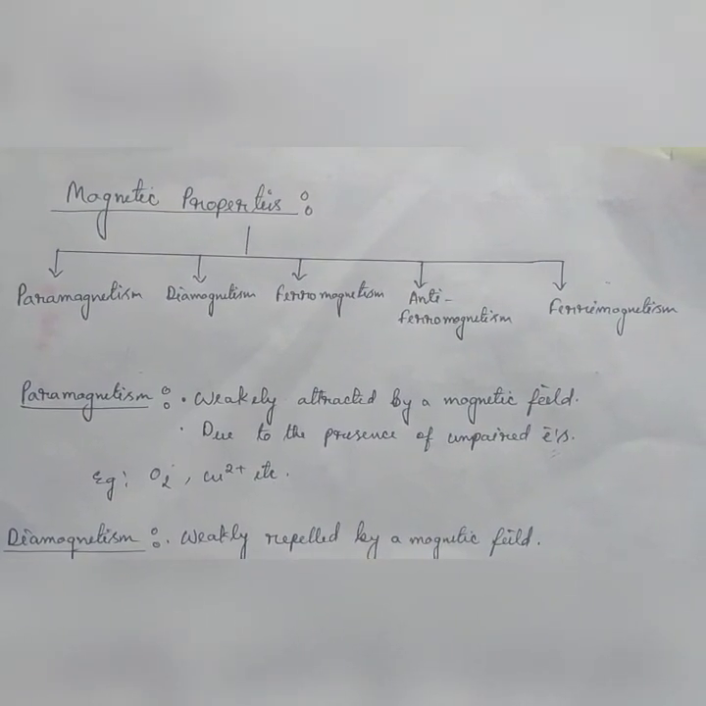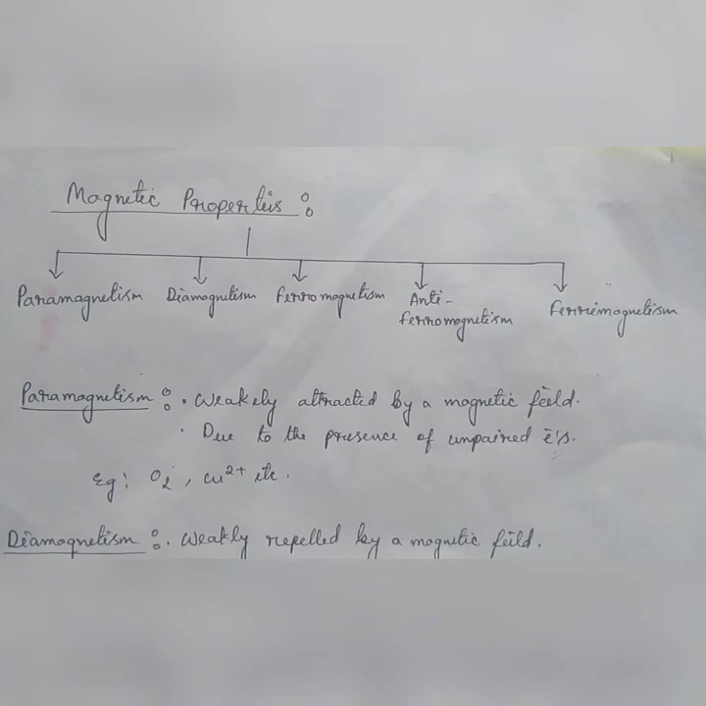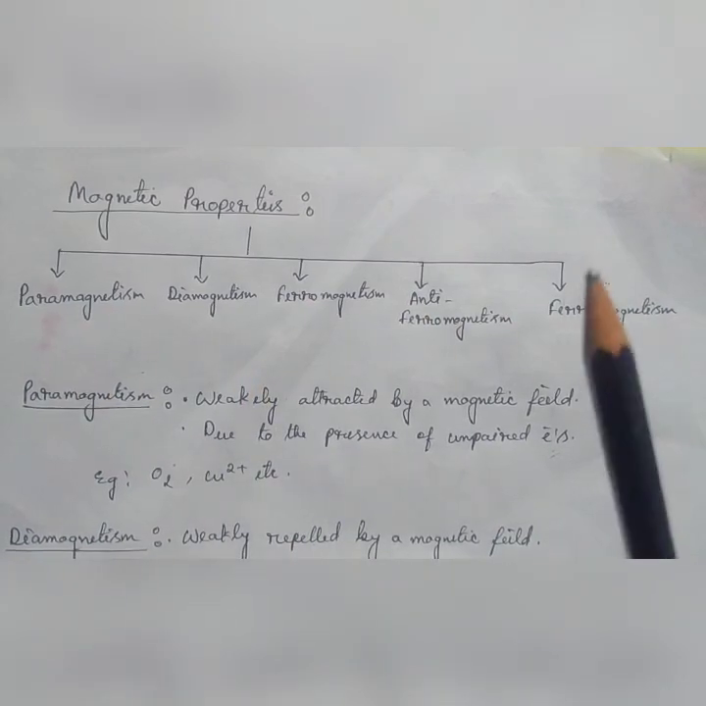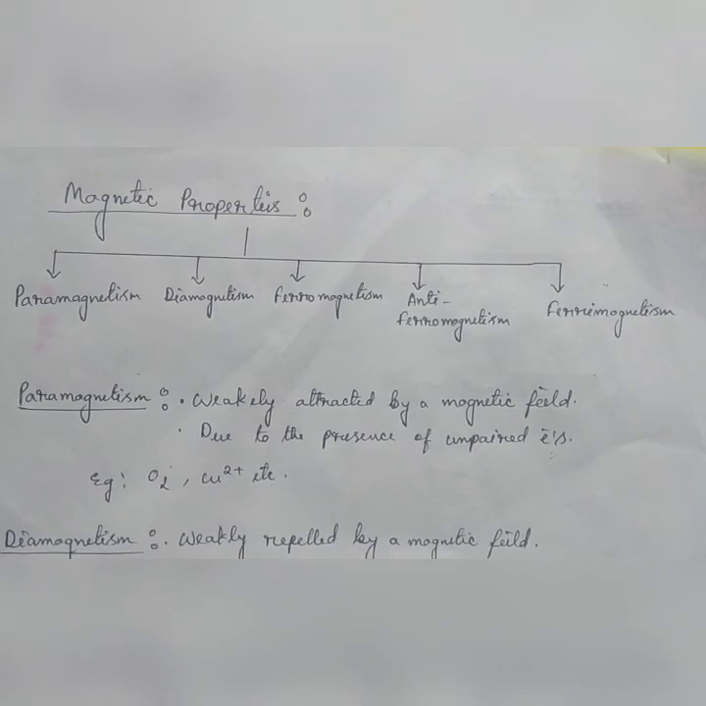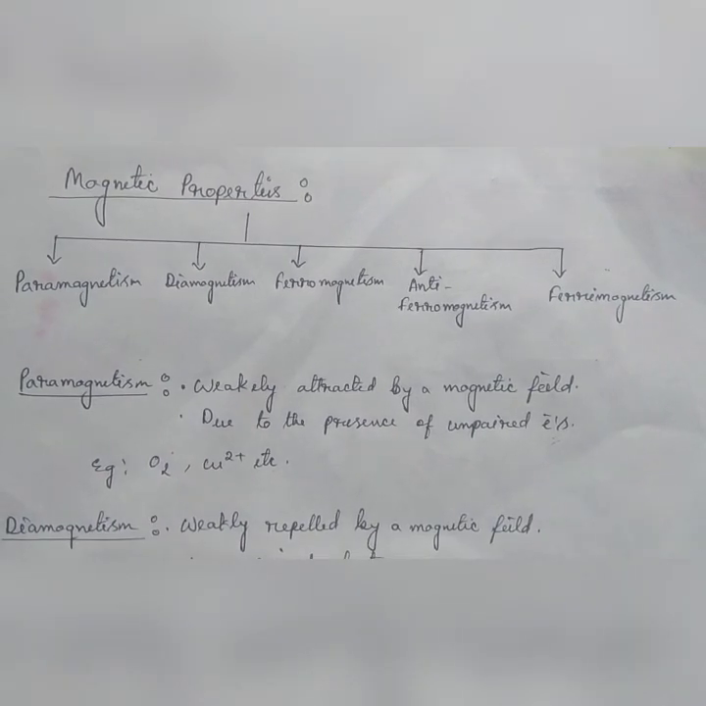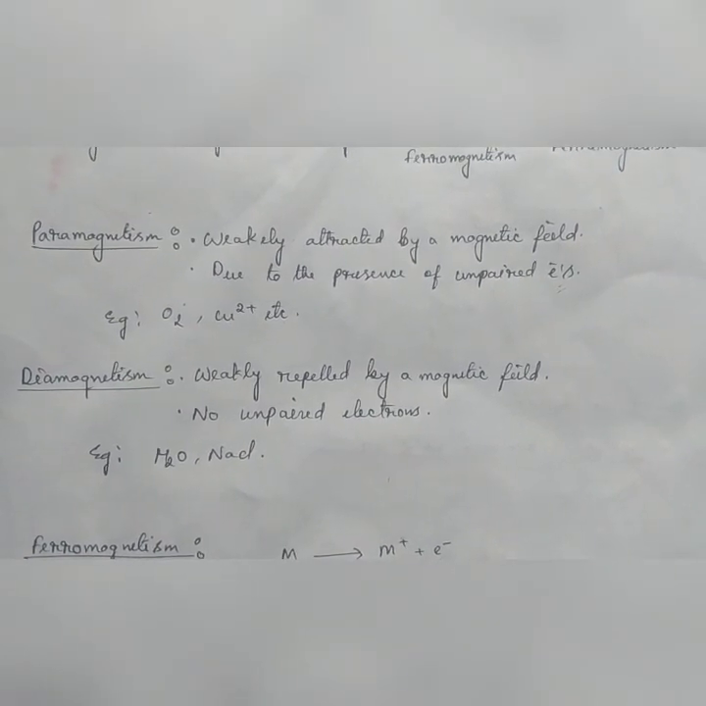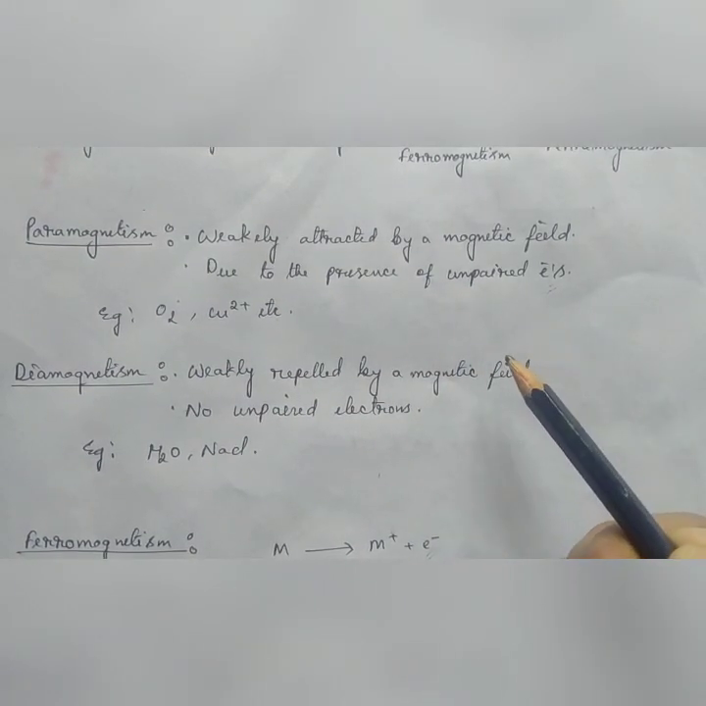Now magnetic properties of solids are classified into 5 parts: paramagnetism, diamagnetism, ferromagnetism, antiferromagnetism, and ferrimagnetism. Let's discuss one by one. First one is paramagnetism. So paramagnetic substances are those which are weakly attracted by a magnetic field when applied in a magnetic field, and this is due to the presence of unpaired electrons.